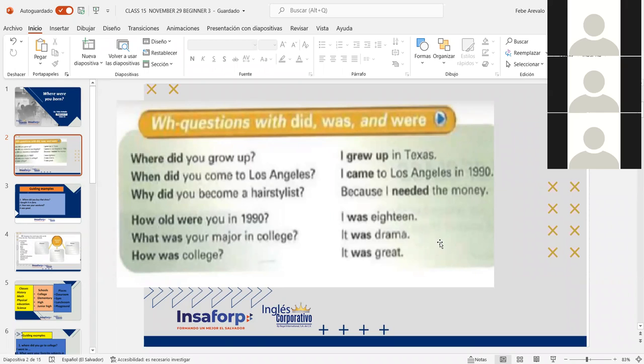Now, let's get to somebody else. Let's see, Karen Heyman. Yo le pregunto, usted contesta, Karen. Where did you grow up? I grew up in Texas. When did you come to Los Angeles? I came to Los Angeles in 1990. Why did you become a hairstylist?